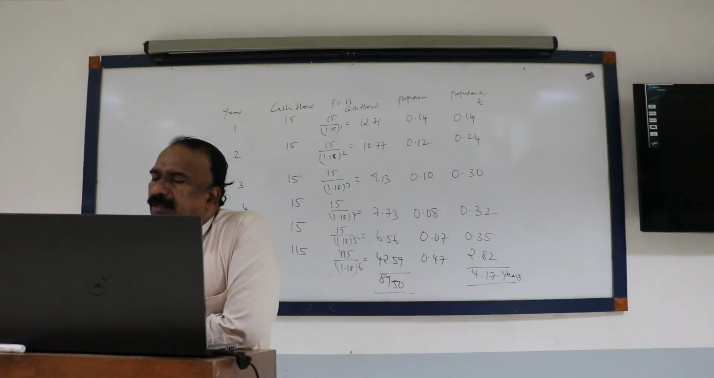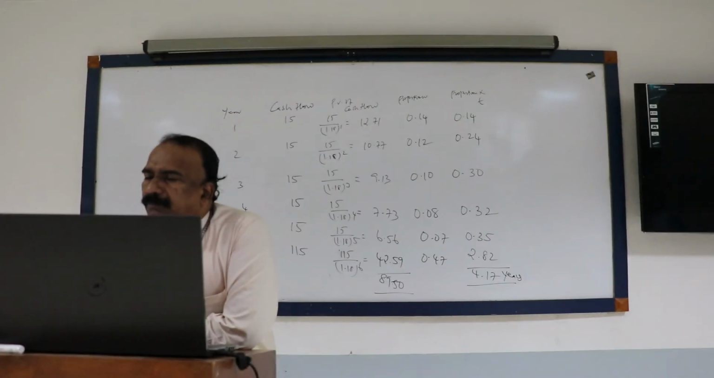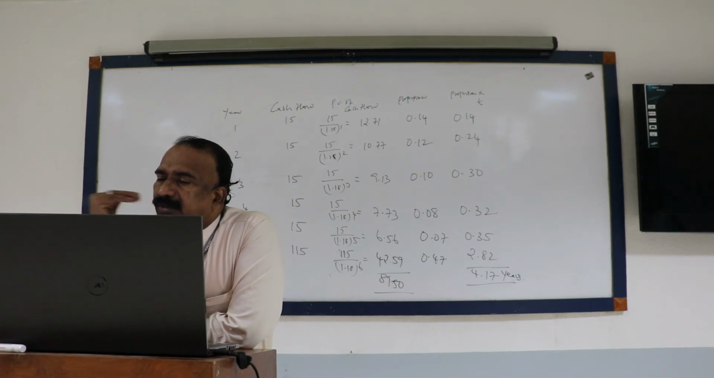So the duration of the bond is always less than the maturity of the bond. While formulating a portfolio of bonds, he has to calculate the duration of the bond. How many years he has to wait to get back his investment, he has to calculate before he goes for investing in bonds.